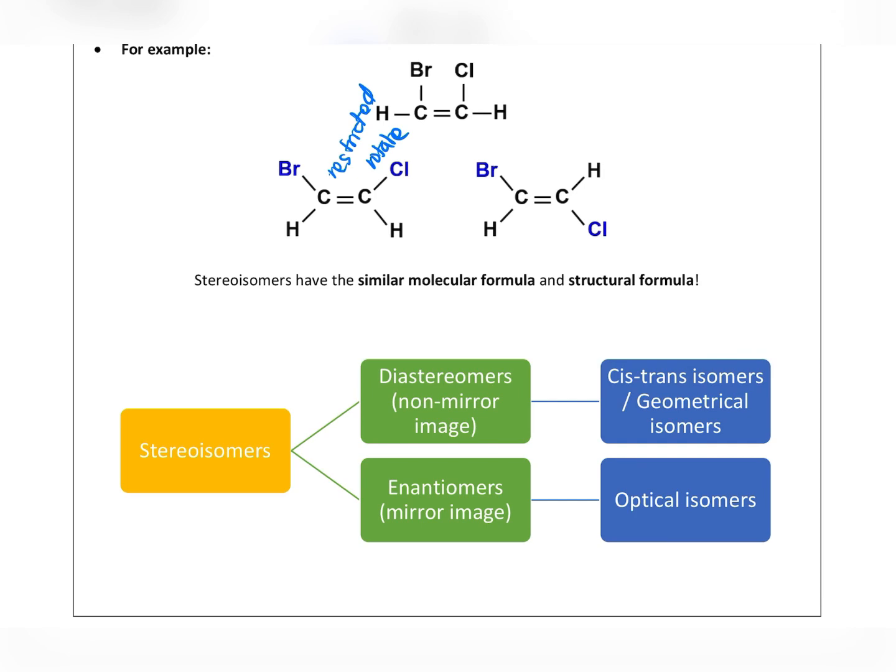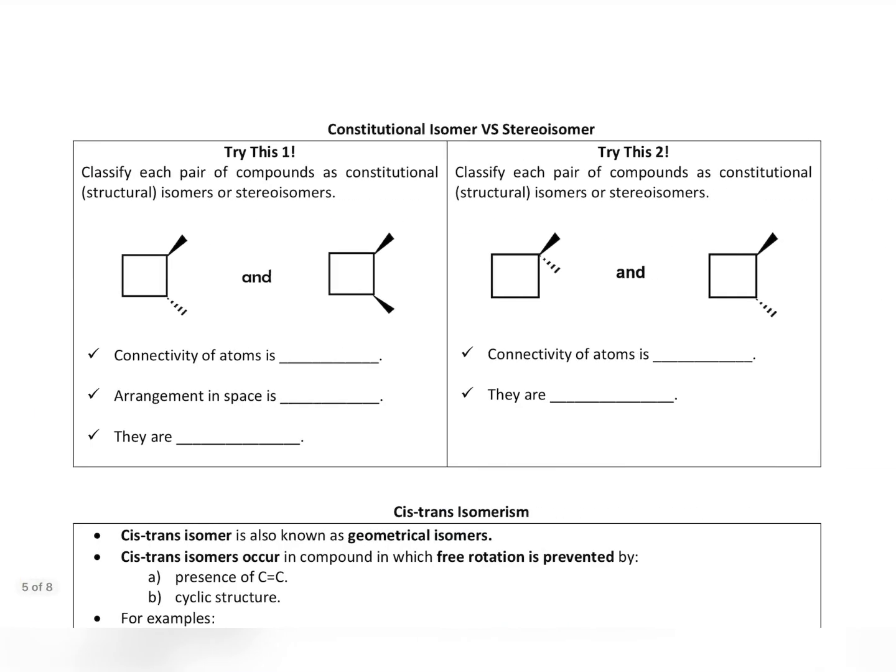Alright. So kita proceed. Constitutional isomer versus stereoisomer. Now what I'm trying to do adalah I want you to really understand apa beza dua ni, constitutional isomer dengan stereoisomer. So kita tengok this diagram here. Okay, so try this one. Classify each compound as constitutional isomer or stereoisomer.